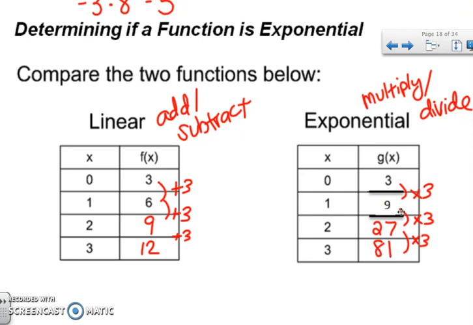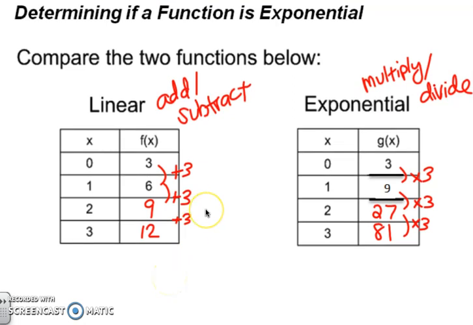So some similarities and differences. They're both going by a constant number, so notice they are both going up by 3, but again, linear is adding or subtracting while exponential is multiplying or dividing. Also notice exponential gets really big really fast because you are multiplying, whereas linear is not going to get as big as fast. Okay, so that's how you determine whether something is linear or exponential in a table.